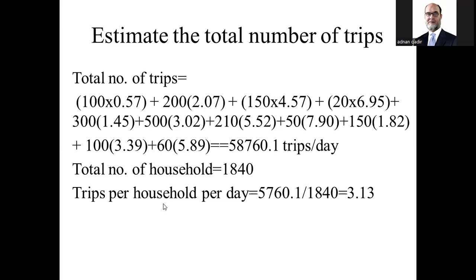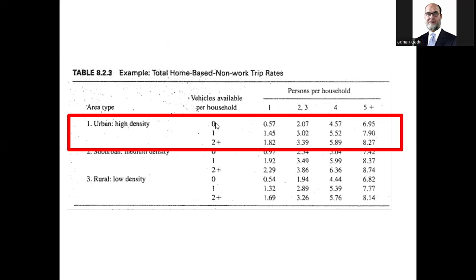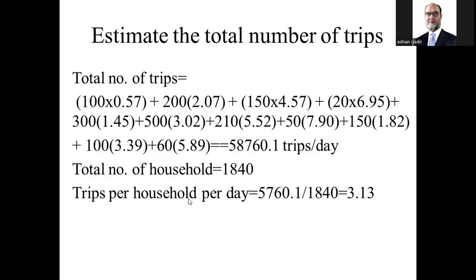0.57. And this 0.57 is from the table. In a high density urban area, if you have one person per household having 0 vehicles, the factor is 0.57. So since there are 100 households, that's why we have multiplied 100 into 0.57. Similarly, for 1.45 and 1.82. This is the first part.